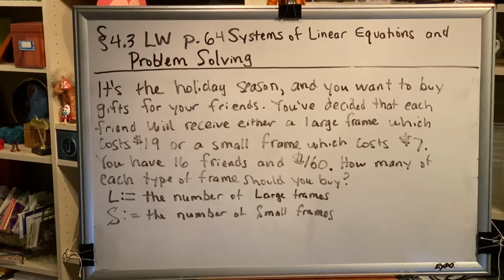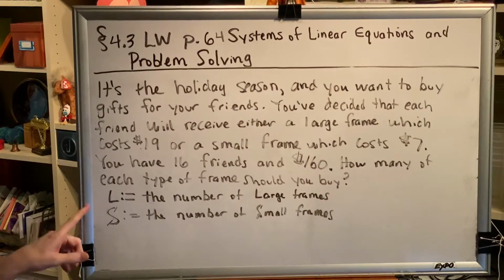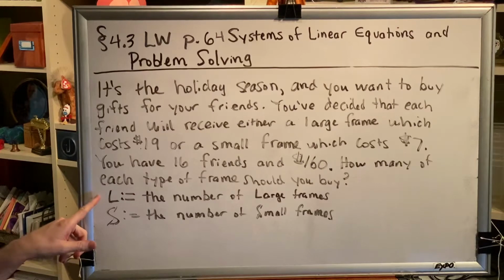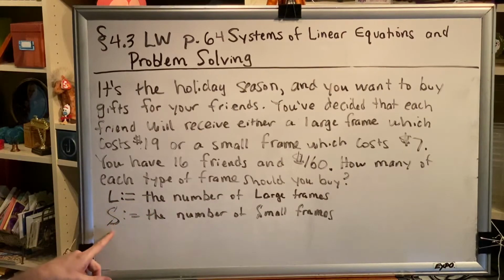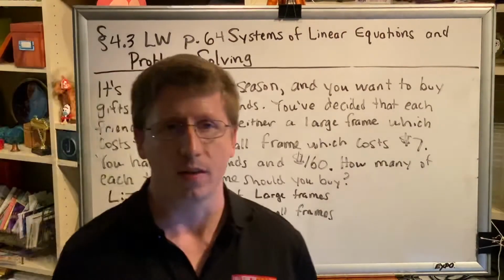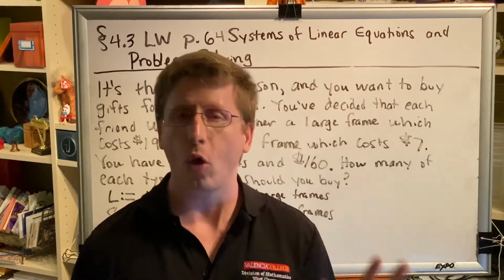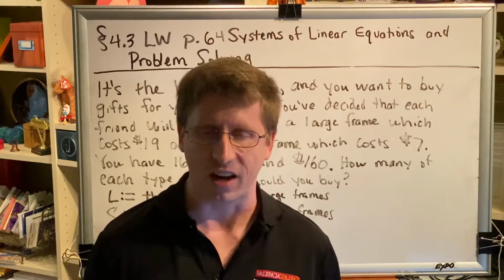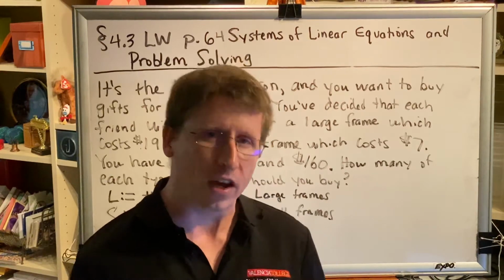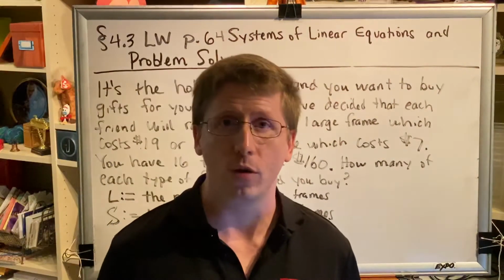Okay, so the first thing I want to do is remind us what we did in step 1. In step 1, we defined our variables as follows. L is defined as the number of large frames. S is defined as the number of small frames. Now our job is very simple. We want to write 2 equations. It's always 2 equations for a system in this section. We want to write 2 equations that describe this situation. So let's see if we can talk our way through this.